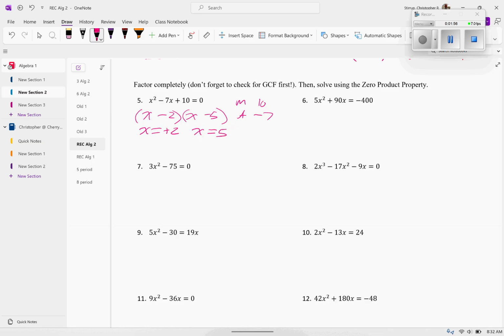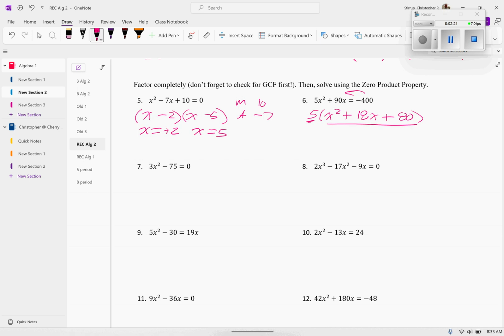This next one, I'm going to do two things. I'm going to factor a 5 out first, and that's going to give me x squared plus 18x, and then I have a plus. I'm going to bring this 400 over by adding it and factor a 5 out at the same time. So that's going to give me 80. And then we don't have to really worry about this.